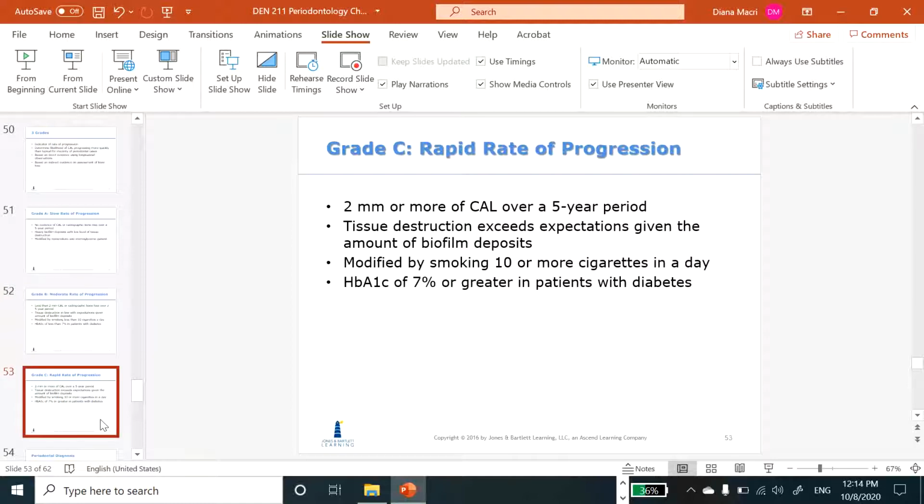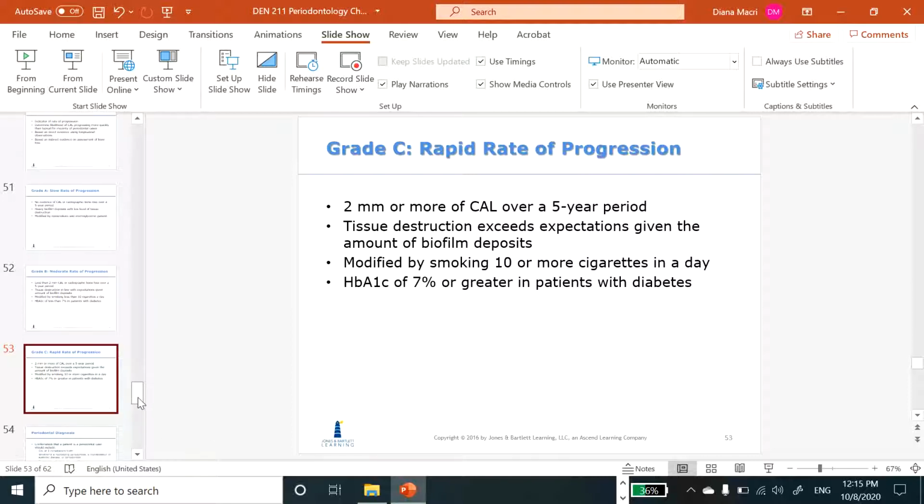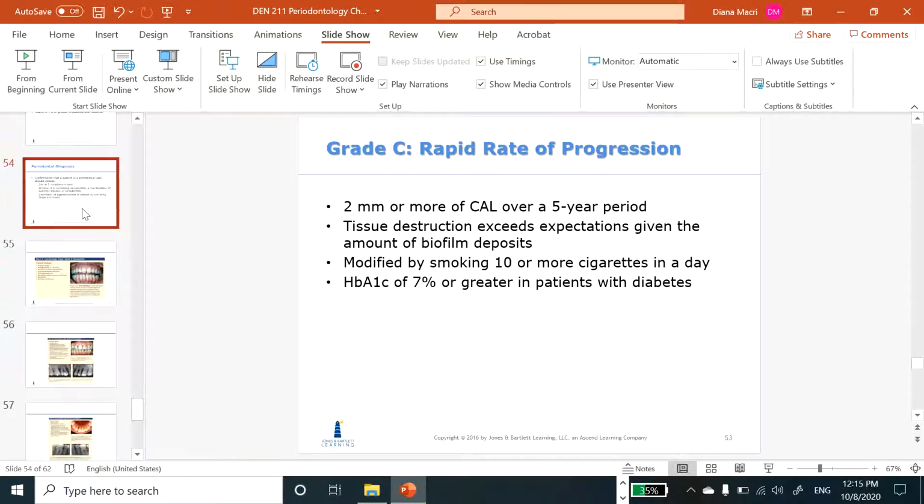And then we have grade C, which means that it is a rapid rate of progression. If I do have my x-rays, I can use my direct and indirect evidence to let me know if it's 2 millimeters or more of clinical attachment loss, and tissue destruction exceeds expectations. This means that I don't have this much biofilm, but I do have a lot of destruction. And then, of course, remember your grade modifiers, your smoking, and your HbA1c levels.